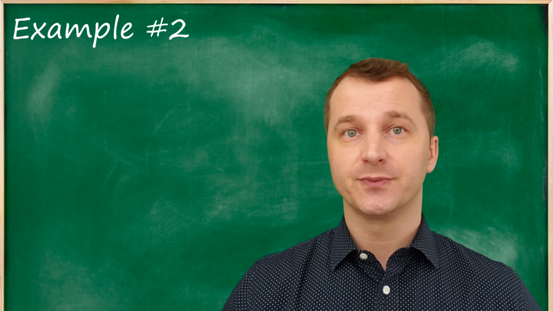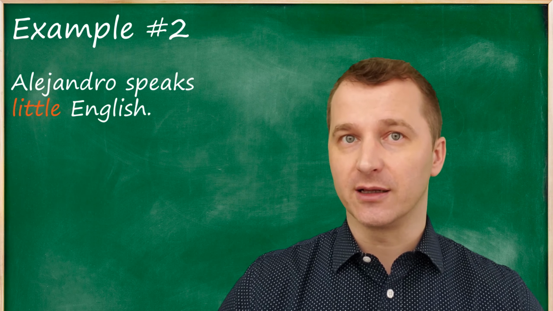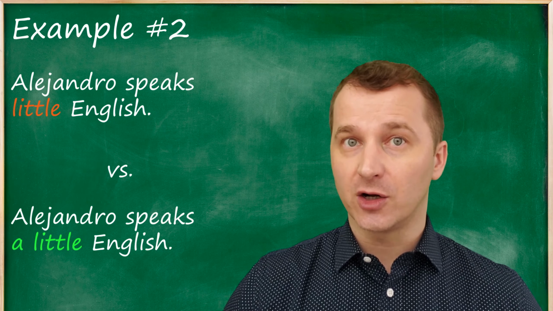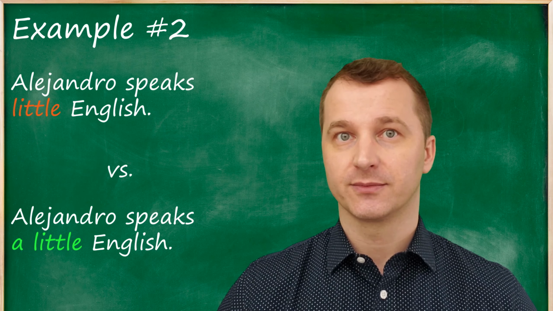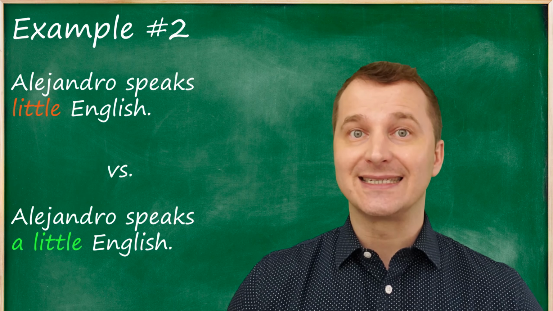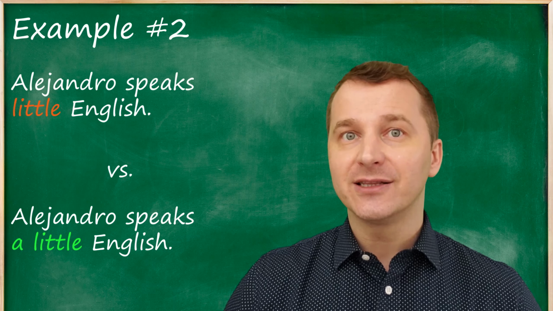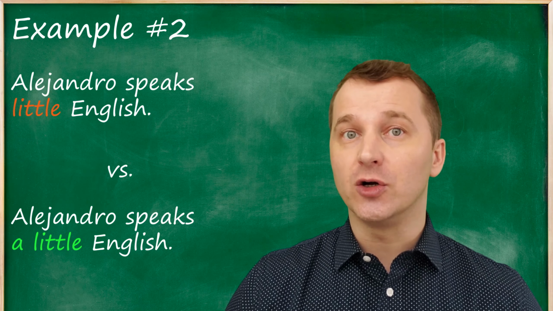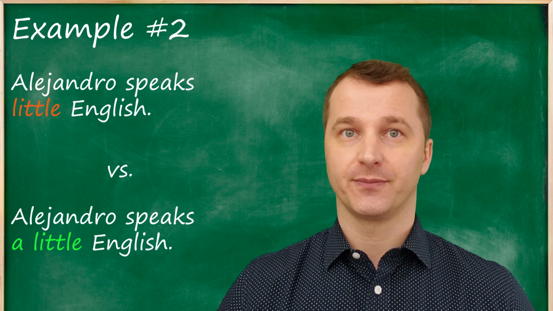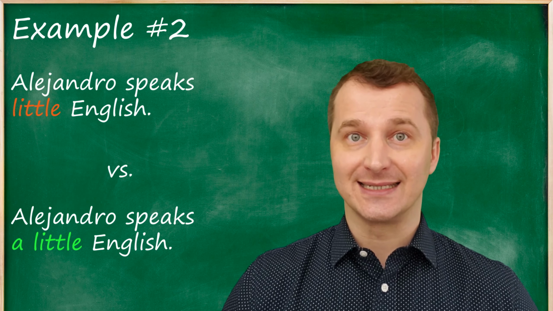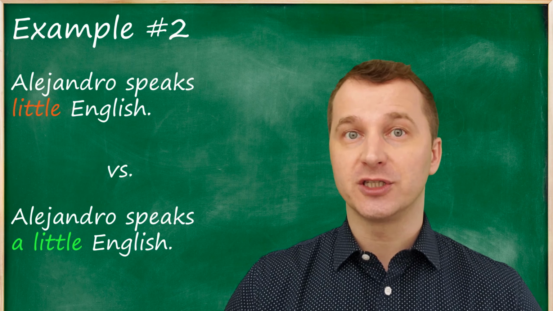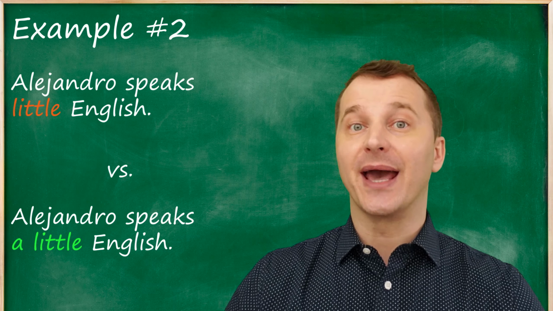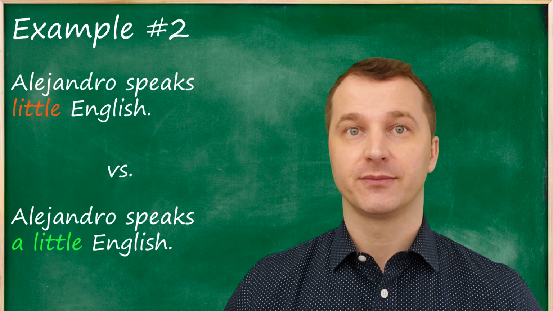Example number 2. Alejandro speaks little English. Versus, Alejandro speaks a little English. The first sentence tells you that Alejandro doesn't speak much English, and it is difficult to communicate with him. The second sentence tells you that Alejandro speaks some English. He speaks enough English so that I am able to communicate with him.